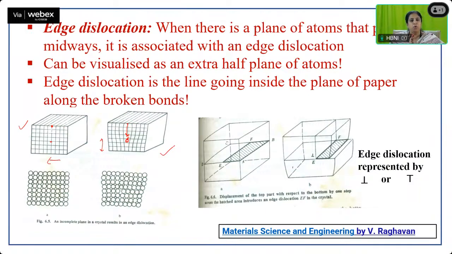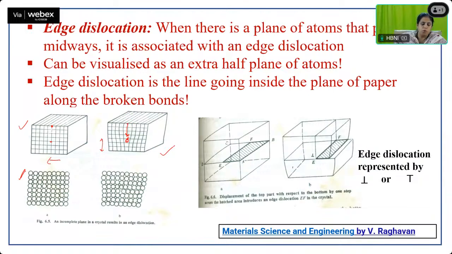Okay, and we know that whenever the interatomic distance is either lesser than the equilibrium distance or more than the equilibrium distance, the energy of the system increases. So that is why edge dislocations, or dislocations in general, are associated with high energy.